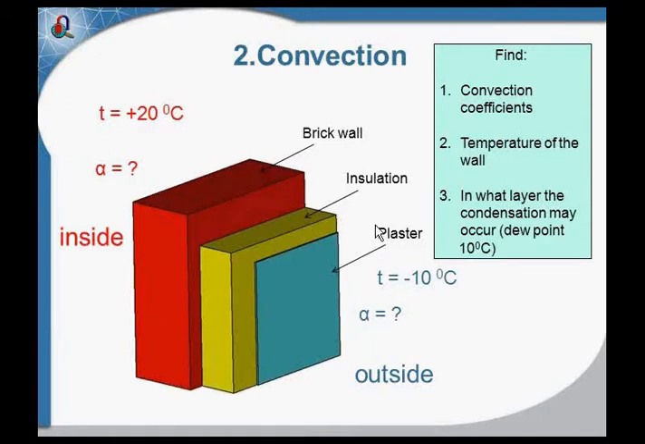The wall is cooled by the outside air and heated up by the room air. In the previous problem, convection coefficients were given. Now they are not. It's impossible to solve the problem without these convection coefficients.